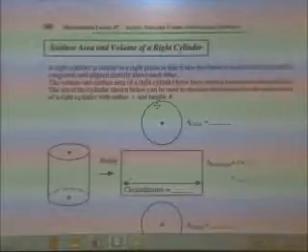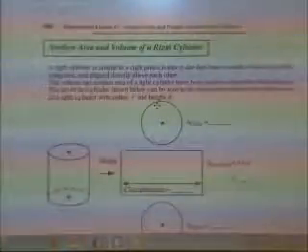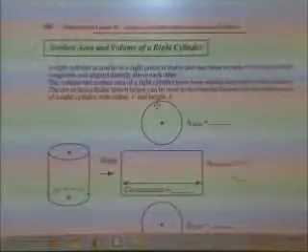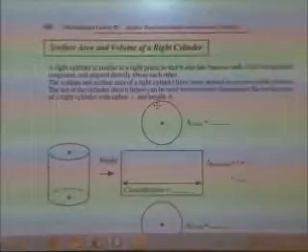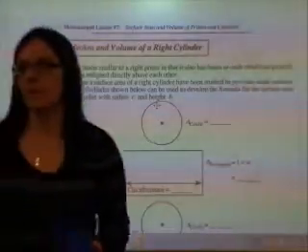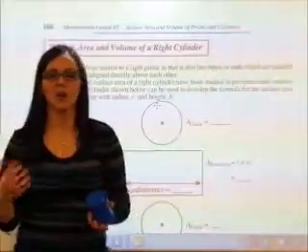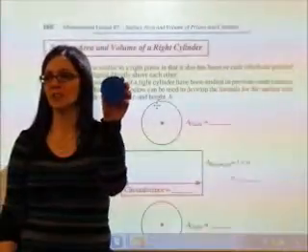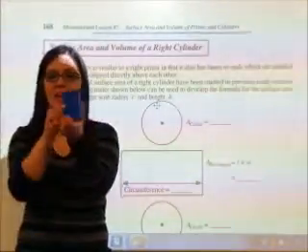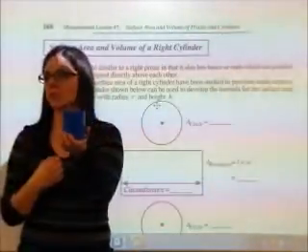Surface area and volume of cylinders. So a cylinder is basically a prism that, instead of having a base that is a polygon, like a square or a triangle or a hexagon, has a base that's a circle. Instead of having lateral rectangular faces, it has this curved surface.